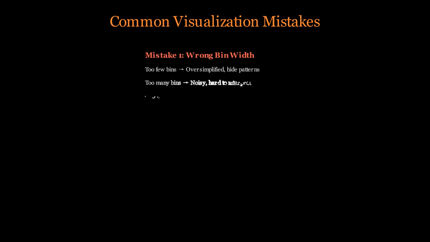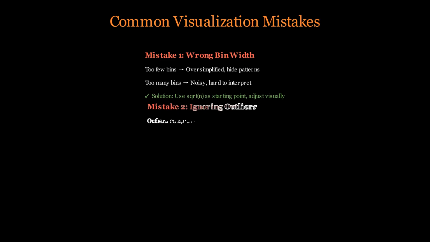Avoid these common visualization mistakes. Mistake 1. Wrong bin width in histograms. Too few bins oversimplify your data and hide important patterns like bimodality. Too many bins create noisy, hard to interpret jagged patterns. Start with the square root of your sample size as bin count. Then adjust visually.